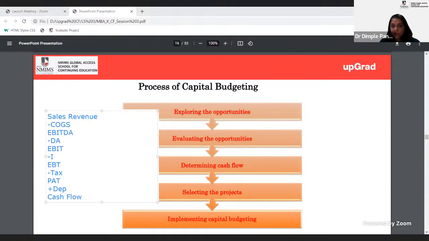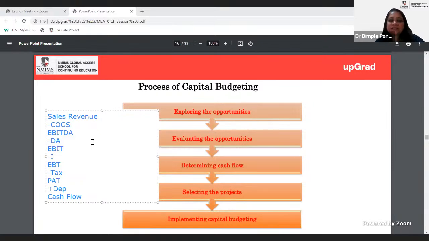So when you're doing a capital budgeting decision, there are two major things that we need to remember: there is an investment activity and there is a financing activity. So when I'm talking about capital budgeting, am I talking about investment activity or financing activity? Tell me that. When I'm talking about capital budgeting and trying to understand which project I should be selecting for making the investment, I'm talking about investment activity.